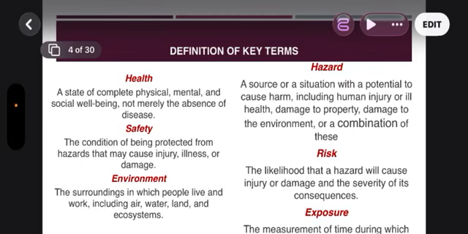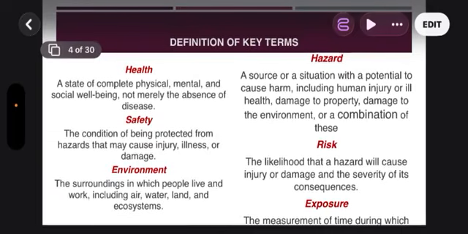Risk is the likelihood. Another word for likelihood is probability. It is the likelihood that a hazard will cause injury or damage, and the severity of its consequences. For example, if you touch an exposed electrical source that is not connected to electricity, is not energized, the risk of being electrocuted is low. But if the electrical source is energized, the risk of being electrocuted is high. So the risk factor in every exposure differs. So let's look at exposure.